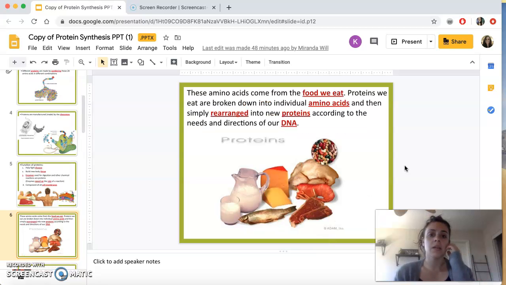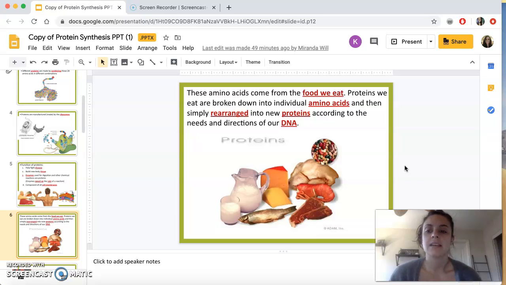So these amino acids come from the food that we eat. They don't just come out of thin air. That's why we have to consume food. Things that are high in protein, like milk, cheese, fish, any meats, steak, chicken, beans, those amino acids can come from the food we eat. And the proteins that we eat are broken down into individual amino acids, again, we have 20 of them. They're just rearranged according to the needs and directions of what our DNA is telling our body to do.